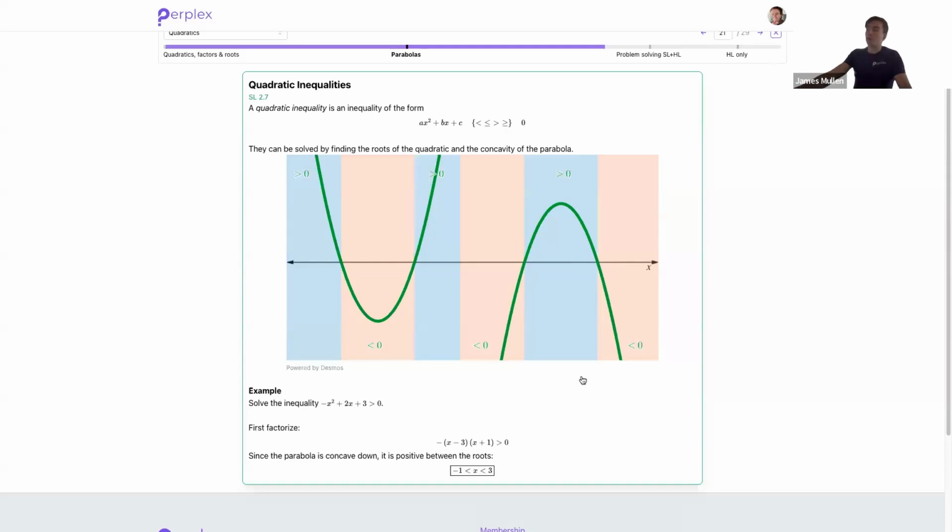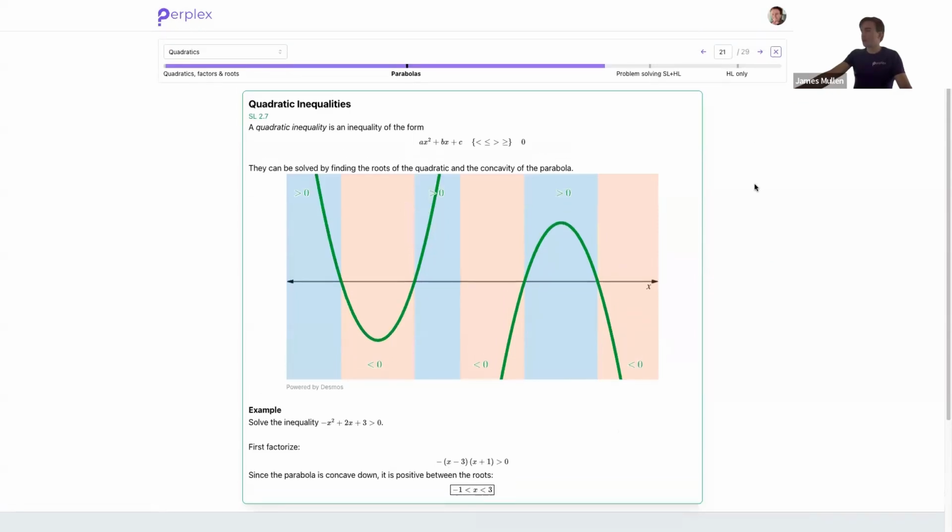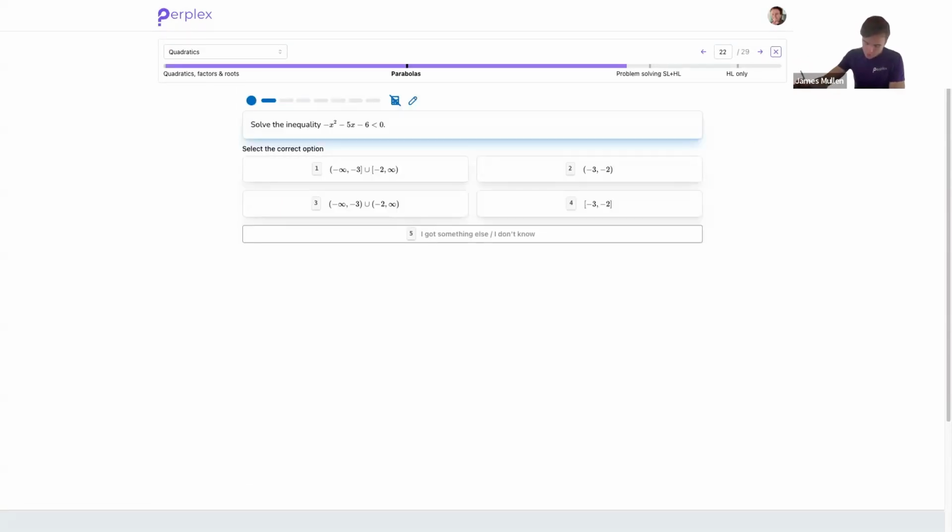And we're looking for where it's positive, which means we're looking between the roots. So x minus 3 means a root of 3, and x plus 1 means a root of negative 1. So we're between negative 1 and 3. So the answer is negative 1 less than x less than 3. Okay, so let's go about solving this.